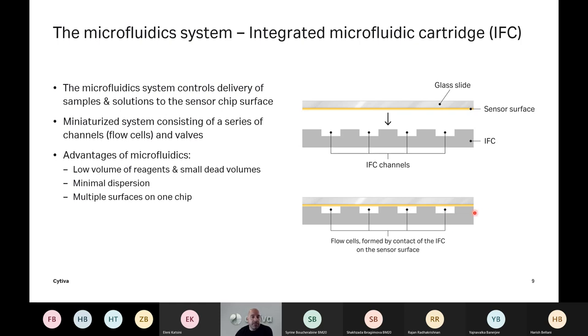We can create, as I have shown here, multiple surfaces on one chip. And this also allows the system to do inline reference subtraction. That is quite important to get accurate results. We normally need to have a reference as a control. Since we are working with very small volumes and very tiny channels, this also allows very fast temperature equilibration times of the solutions. We can, for example, have our samples in a sample compartment that is refrigerated, and then run the analysis at a different temperature, normally 25 degrees or even 37 degrees, that is a physiological temperature. So the samples reach the temperature of analysis very quickly, thanks to the tiny channels and low volumes that we are using.